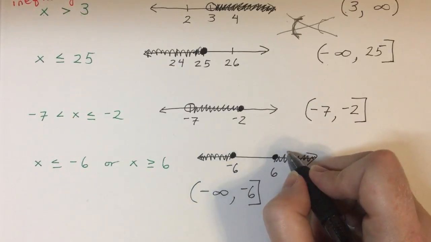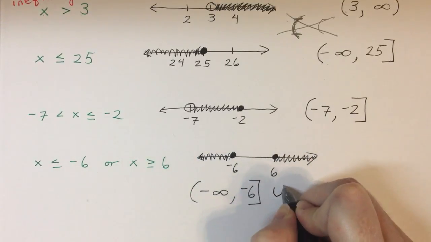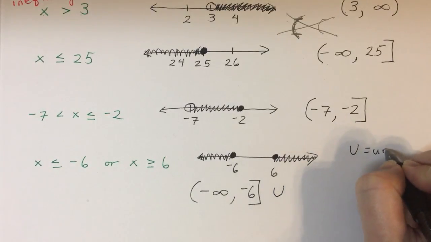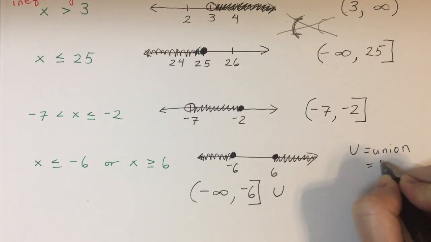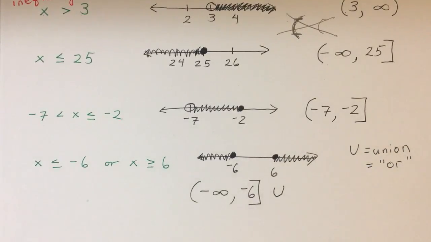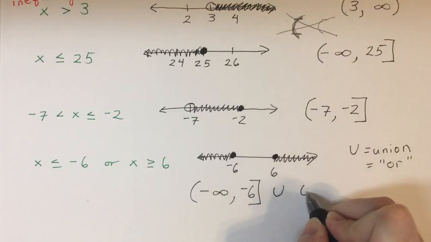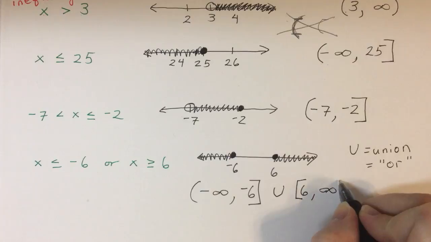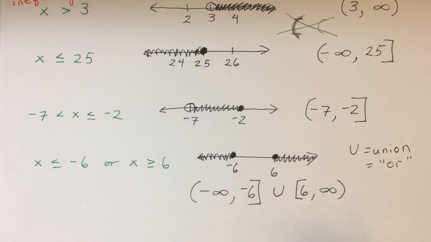The way I'm going to indicate that joining is with a U for the union. So this U stands for the union, and it's the mathematical or. Upside down U is the intersection, and that's the mathematical and. And I start here at 6, included, closed circle, bracket, and shading continues forever, infinity, infinity always parentheses. And you can have multiple intervals chained together.